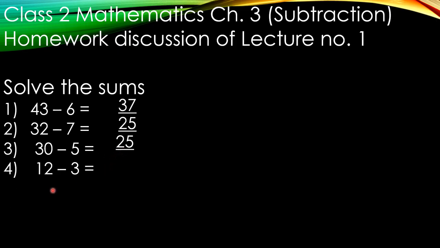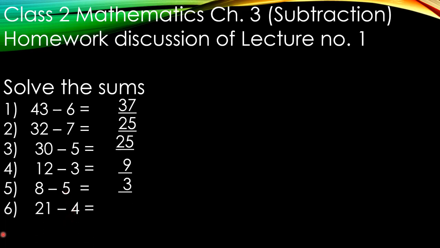Now in the fourth question, 12 minus 3. So now keep 12 in your mind and open your 3 fingers. Now we have to do backward counting: 11, 10, 9. So our answer is 9. Now in the fifth question, 8 minus 5. So keep 8 in your mind and open your 5 fingers. Now we have to do backward counting: 7, 6, 5, 4, 3. So our answer is 3.